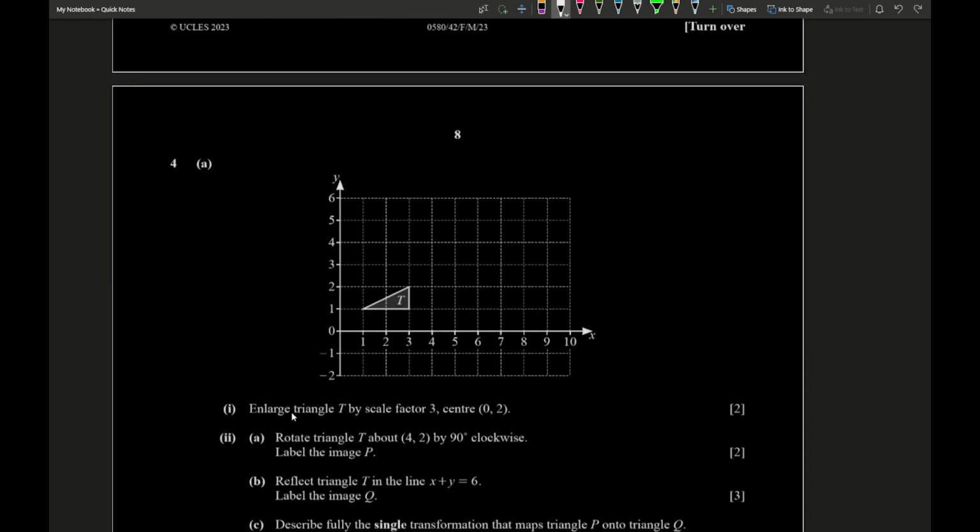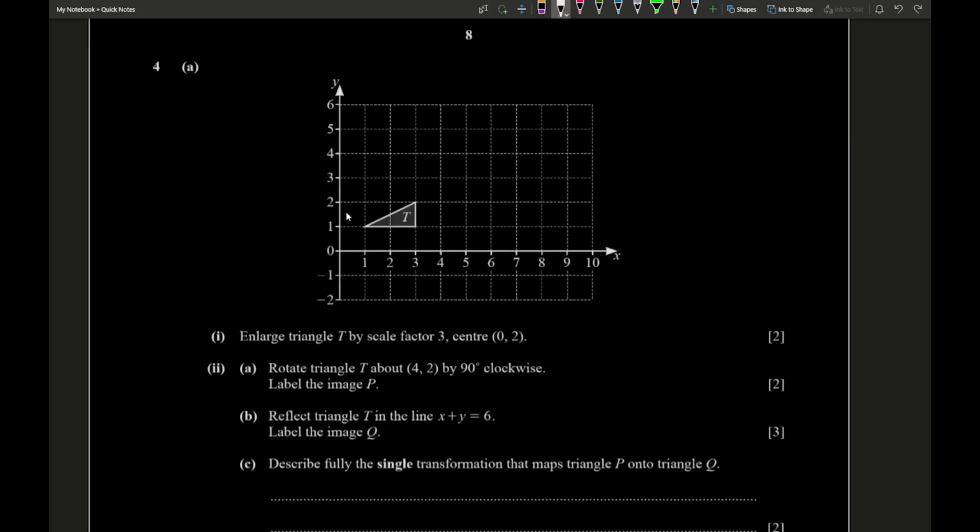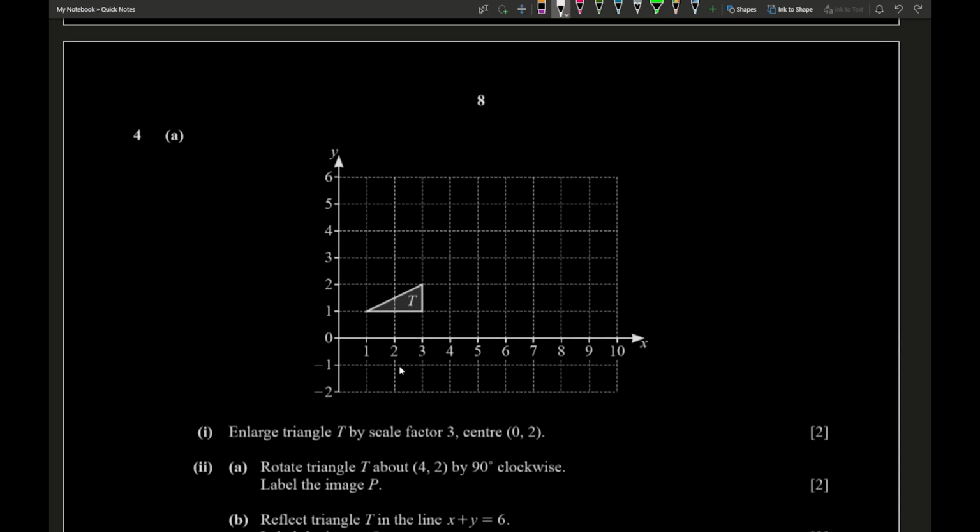Question number 4 about AI. Enlarge triangle T by scale factor 3, center O, comma 2. Okay, let me zoom in a bit. Bismillah. Good. The center here is (0, 2). Let's call it X.